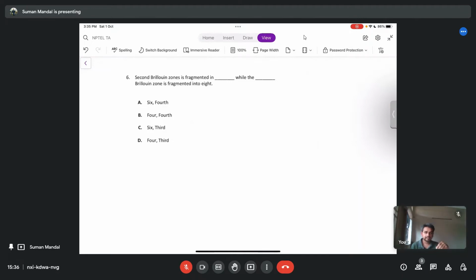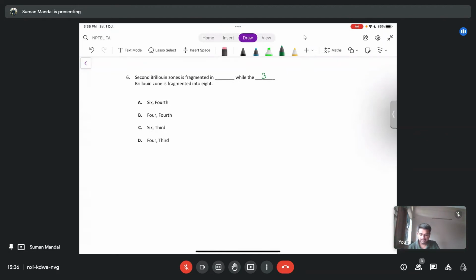So we know that for the square lattice, the third Brillouin zone has 8 fragments. So the second Brillouin zone will have how many fragments? 4 fragments. So we will draw and find it out. I will also show you. So let's see the figures. That will be much easier to understand, I guess.